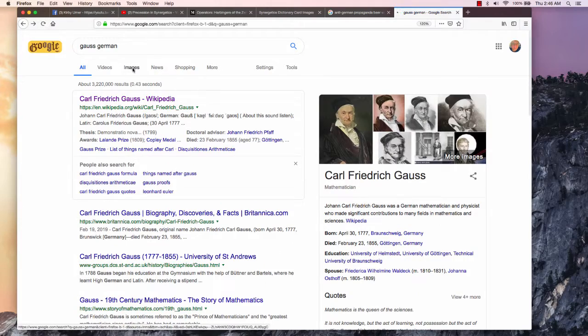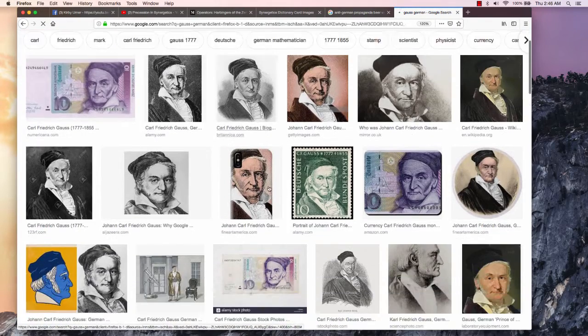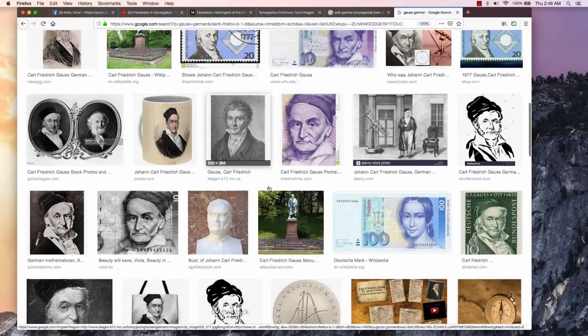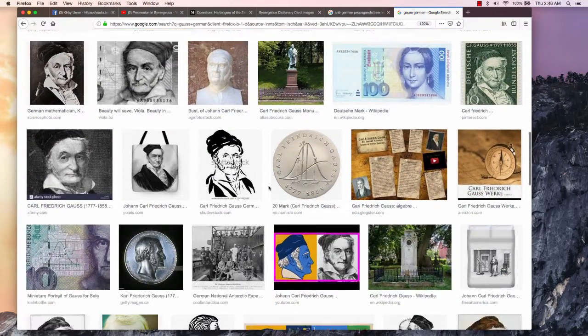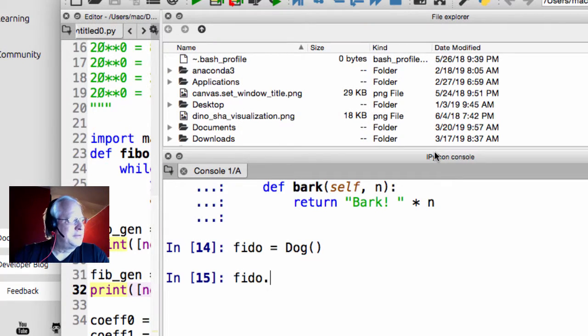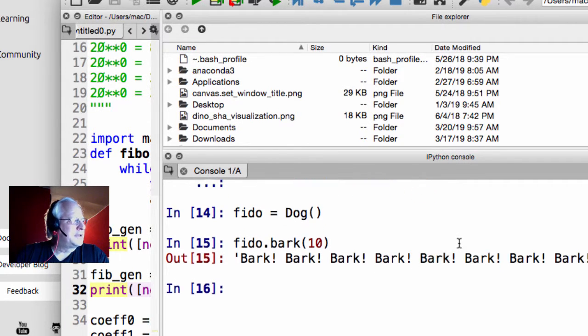And I'm not saying that the dot operator is caught in the same kind of politics. It's a whole different ball game, but there is politics. I'm just saying there is politics. So Fido dots bark 10 times, and there he does. Barks 10 times.